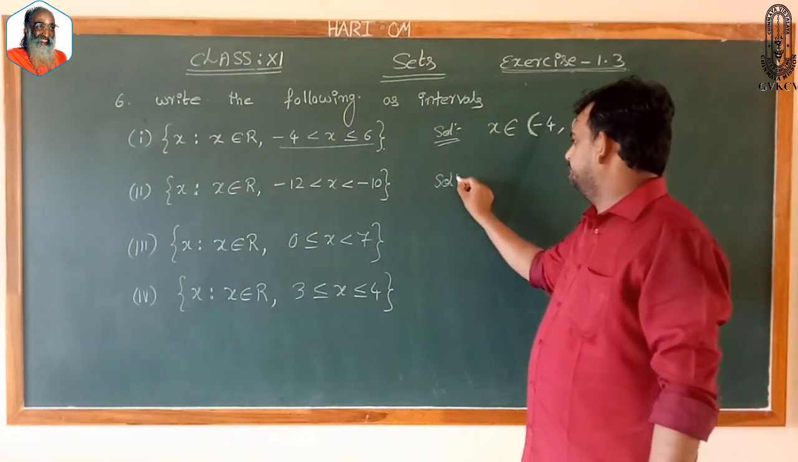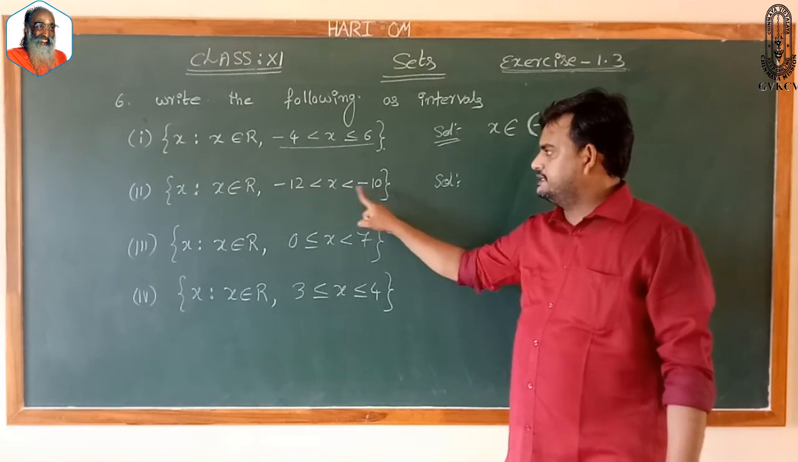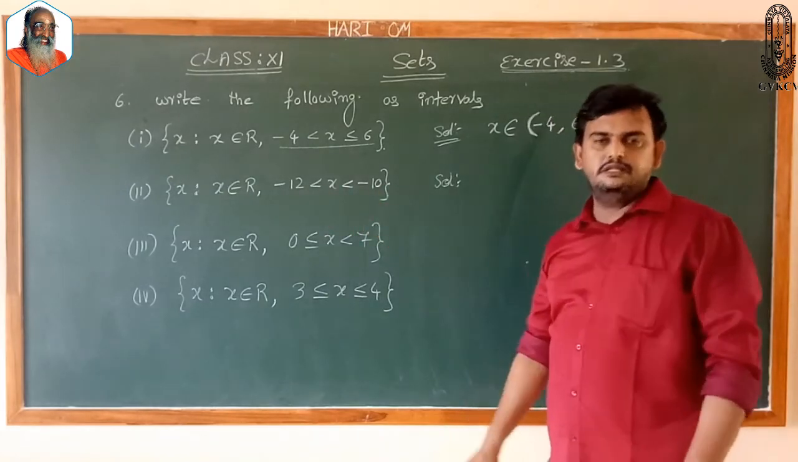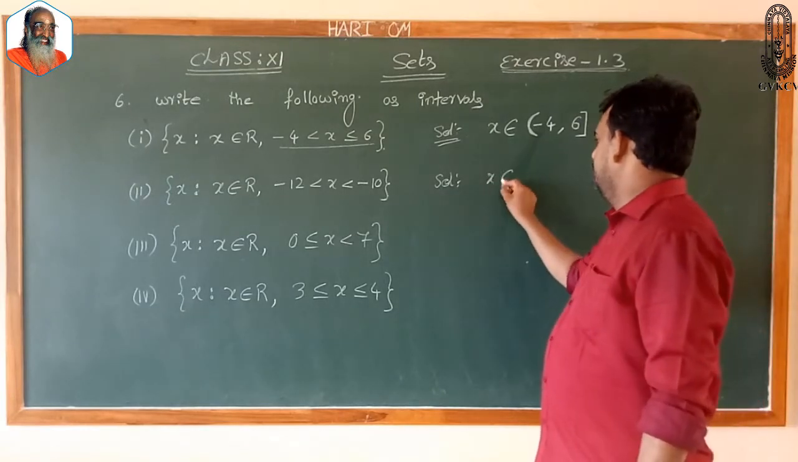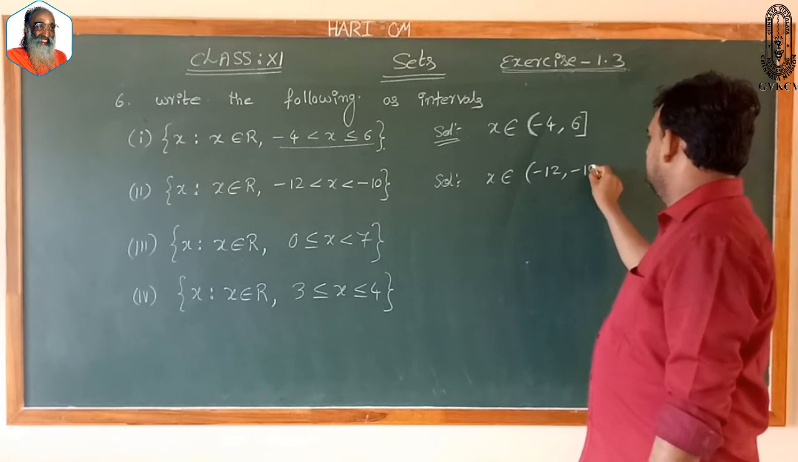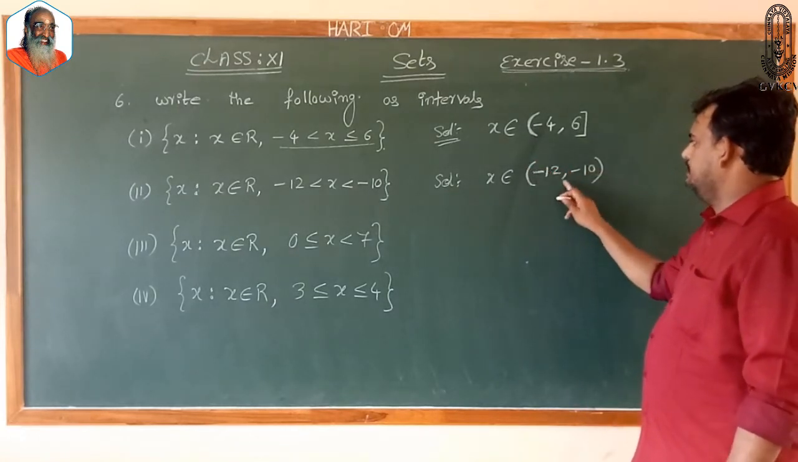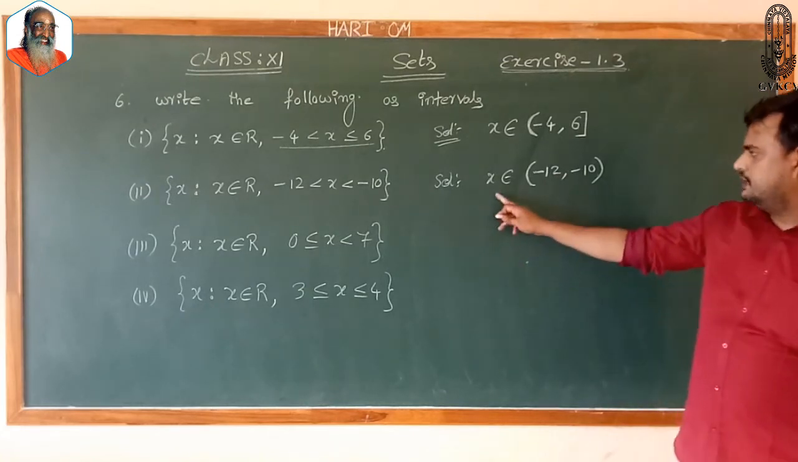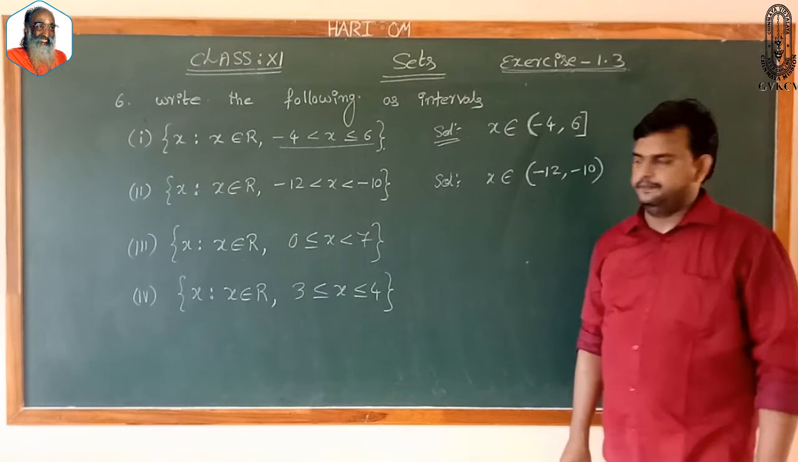Similarly, the second one, minus 12 less than x less than minus 10. Both we have less than, which means both sides we have to use open brackets. So x belongs to the open interval minus 12 comma minus 10.